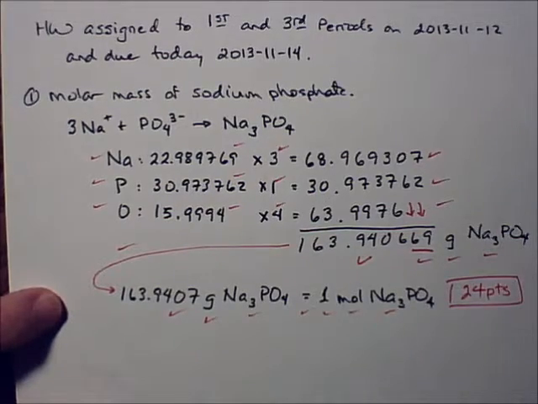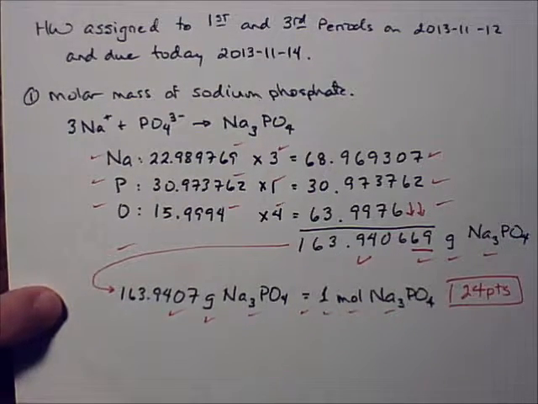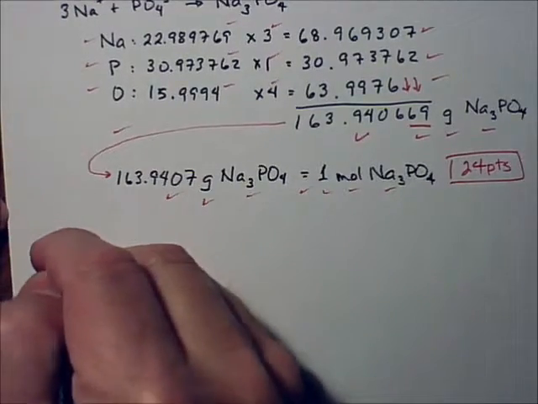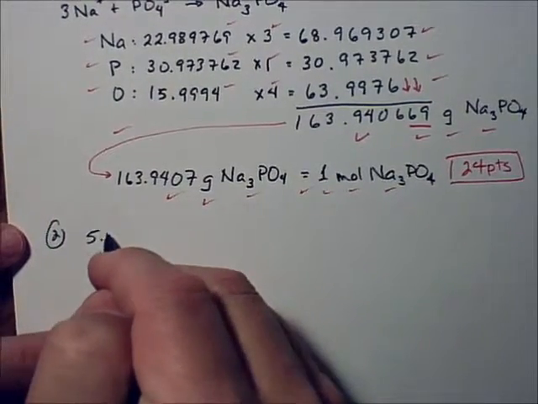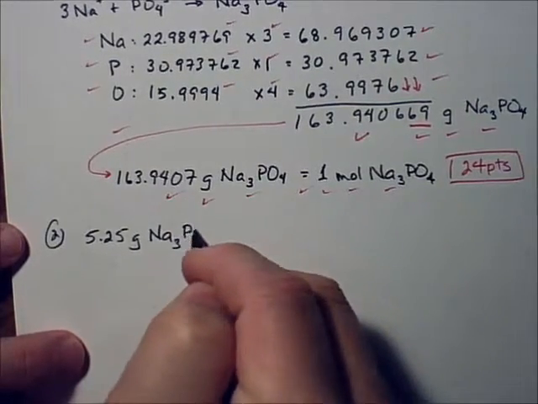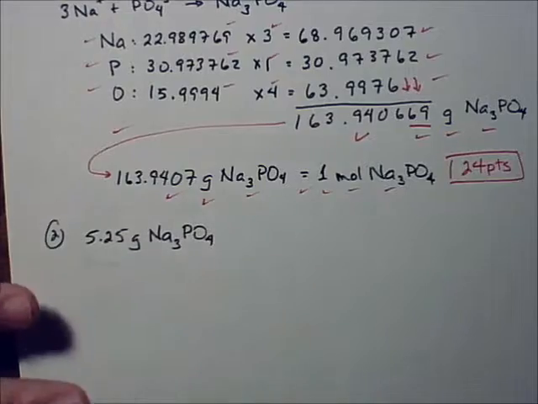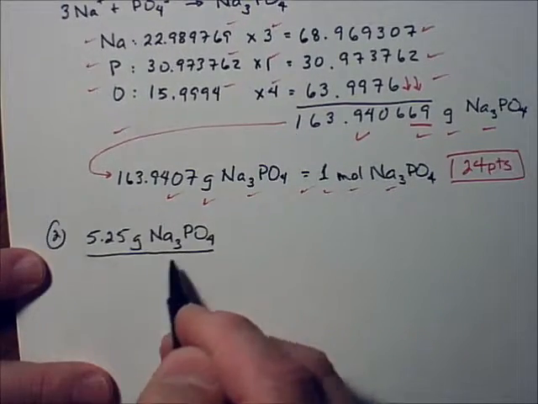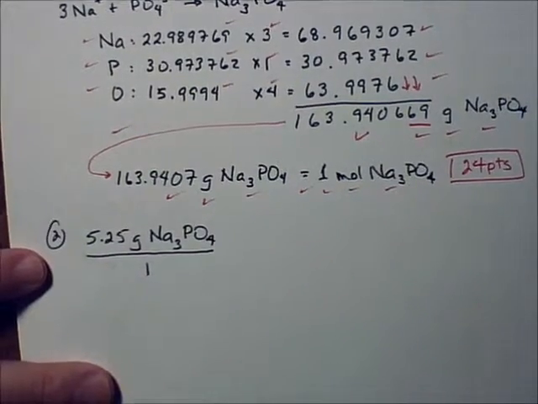Then, the next question was to, using that molar mass above, find the number of moles of sodium phosphate in 5.25 grams of sodium phosphate. So 5.25 grams of sodium phosphate is our starting amount. And we always put starting amounts over 1, at least in this class, in the math we do in here.